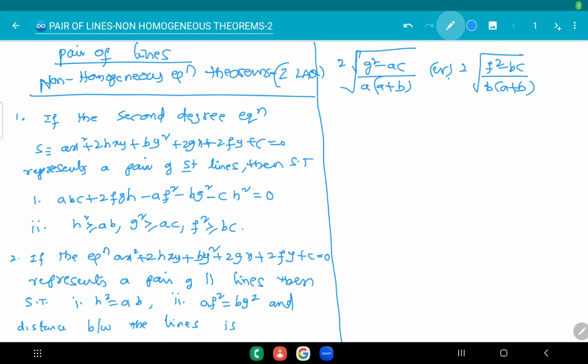I'm going to discuss two theorems from pair of straight lines, non-homogeneous equation. Those two theorems are: the general second degree equation in x and y represents a pair of straight lines, for which two conditions are there, and I'll prove that. The second one is when the same general second degree equation represents a pair of parallel lines. So now we are going to discuss these questions.